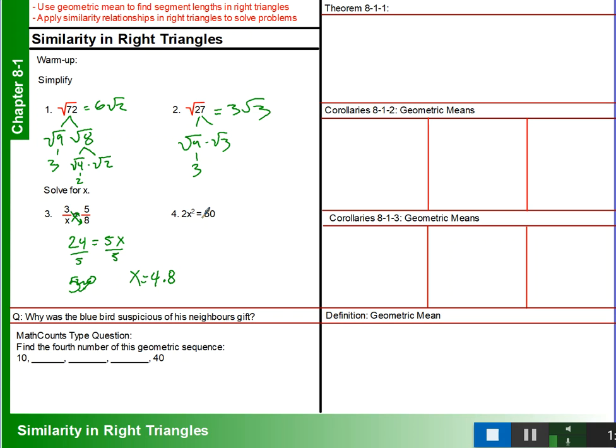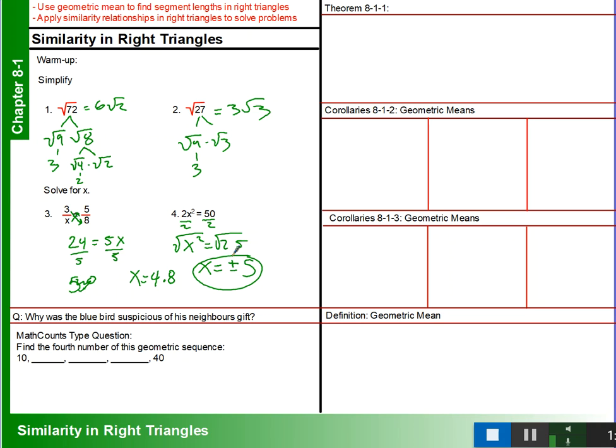Now this one's a little bit trickier. We're going to divide by 2, divided by 2, so we get x squared is equal to 25. The opposite of squaring is square root, and so we get x is equal to, now the tricky part is, x could be -5 and +5, so we have to remember that there are two possible answers.